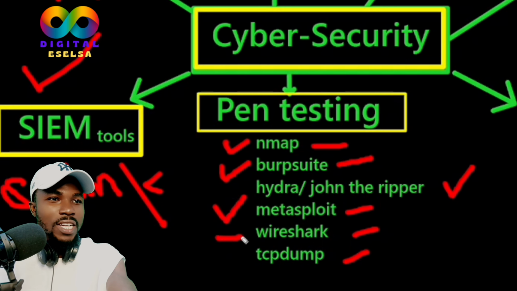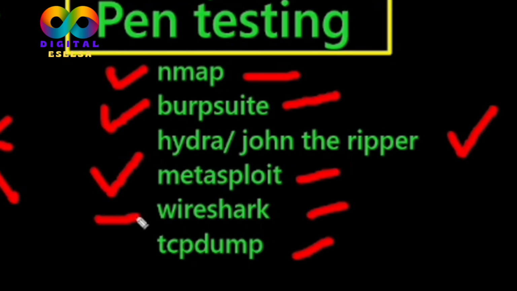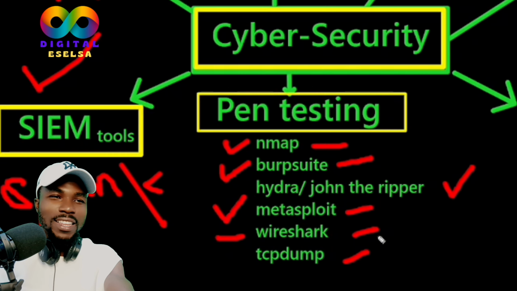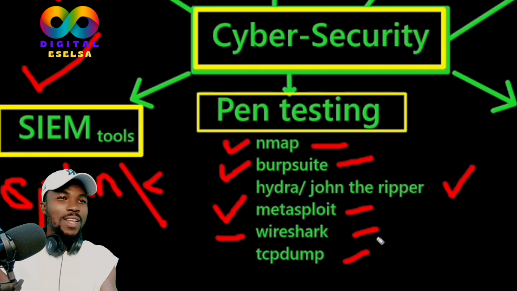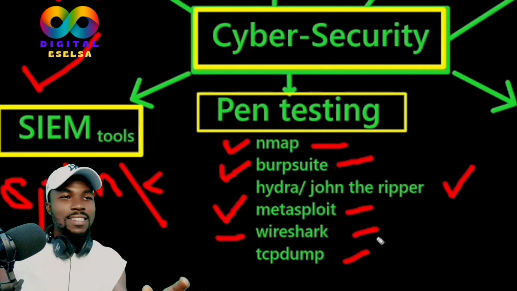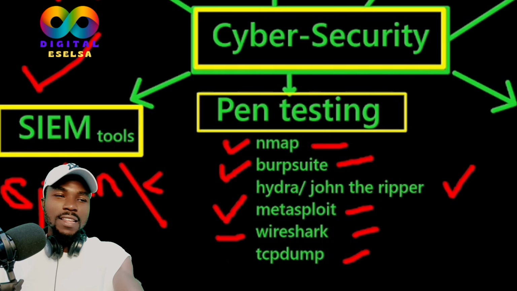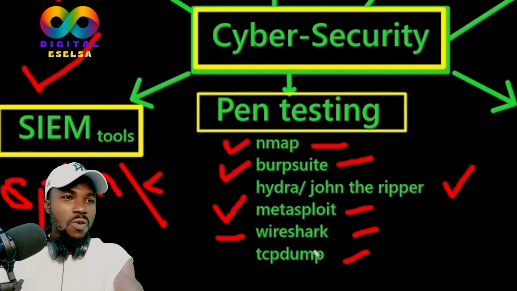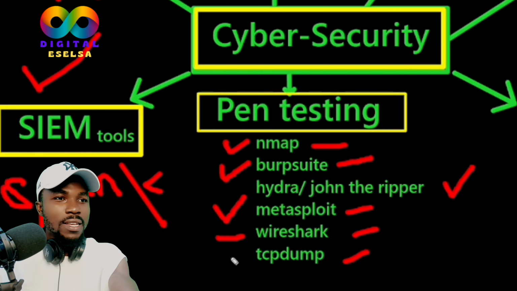Then Wireshark. Wireshark is there for analyzing network traffic. We use Wireshark for network traffic analysis. That is why you are called a cyber security analyst. You use Wireshark to analyze. We analyze network logs, network traffic, and all these things.